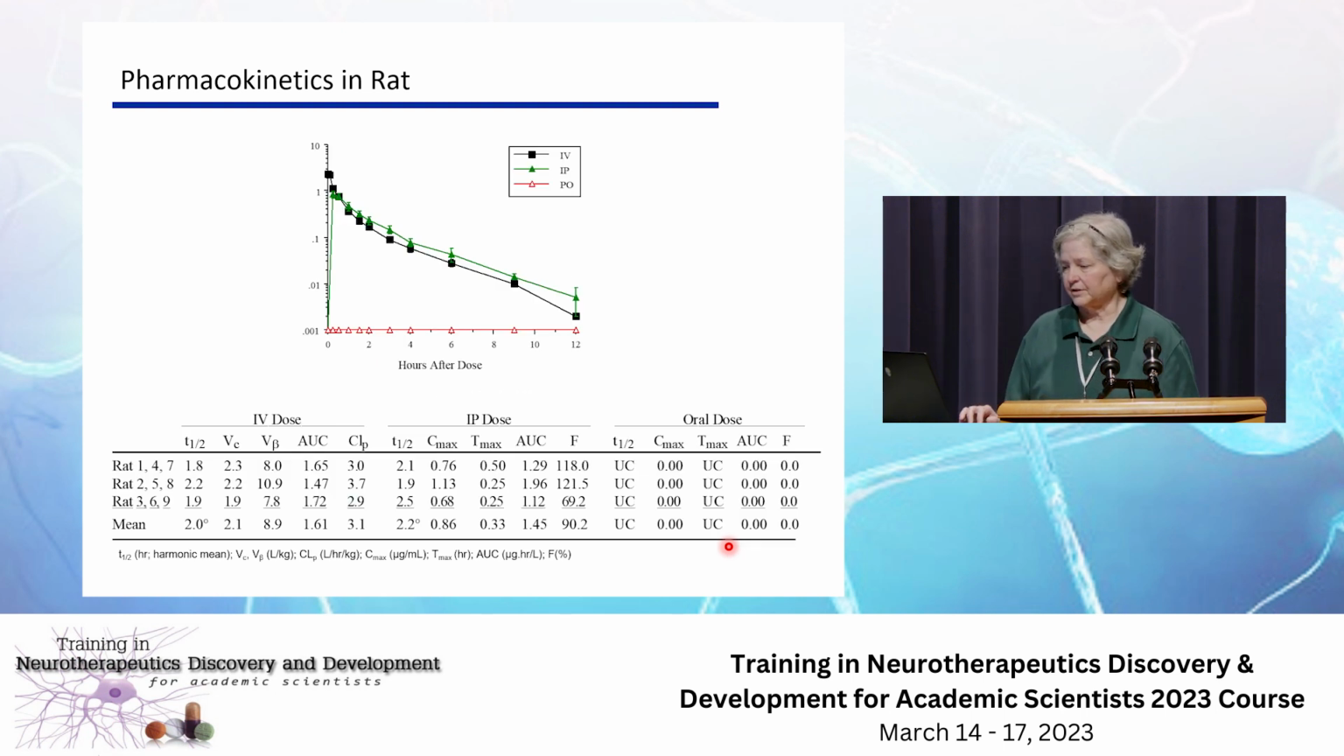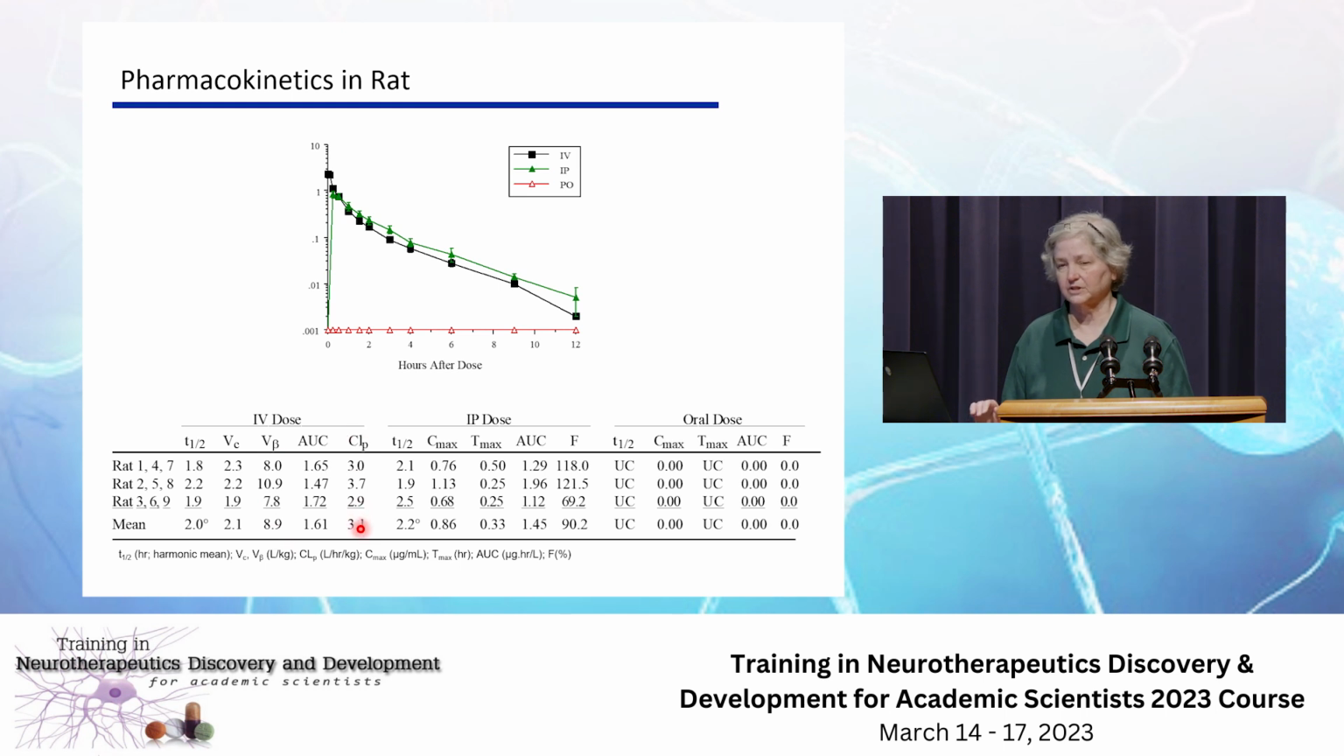Here's the second compound that was dosed IV, IP, and oral. The IP curve is very similar to the IV curve, but then there are no concentrations after oral dosing. So what does the IV curve tell us first? The clearance is also high here, but the volume of distribution is much higher.